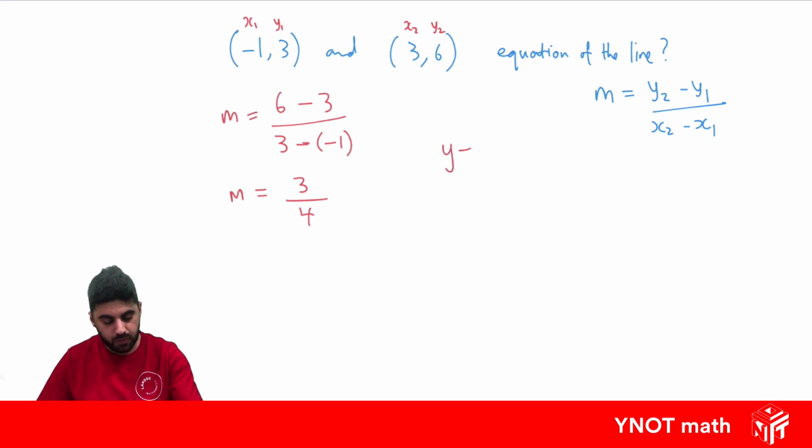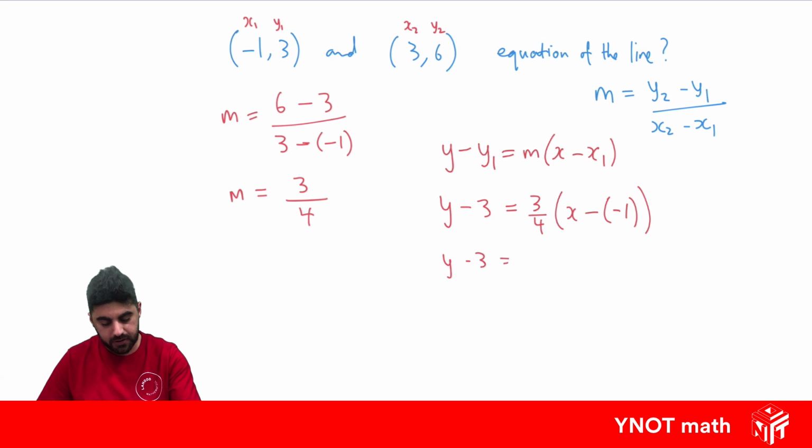So we're going to use y minus y1 equals m outside of x minus x1. So it's y minus y1, which is 3, equals m, our gradient, which is 3 over 4, times x minus x1, which is minus 1. So we've got y minus 3 equals 3 over 4, outside of x minus minus 1 becomes plus 1. Let's expand the bracket. 3 over 4 times x is just 3 over 4x, and 3 over 4 times 1 is just 3 over 4.